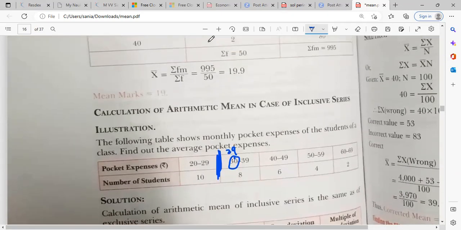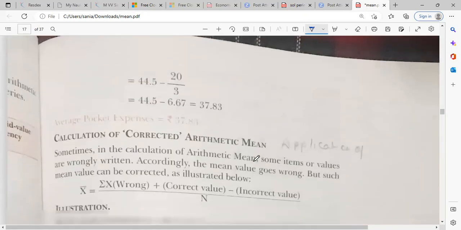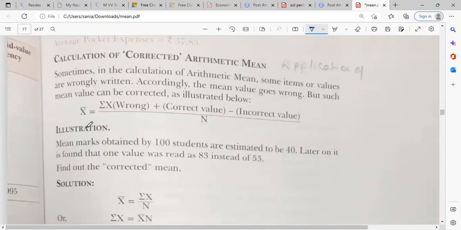Clear? Yes, ma'am. You have two options. Either you will calculate it completely, or you will use 19.5 and 29.5. Okay, like this, or you can simply calculate it and you'll get the answer. Okay. Now, this one is very, very important.